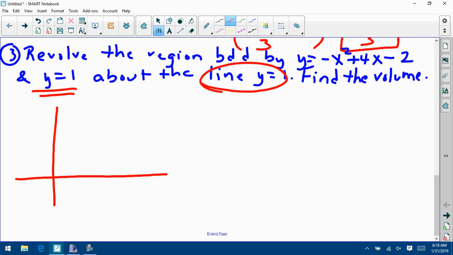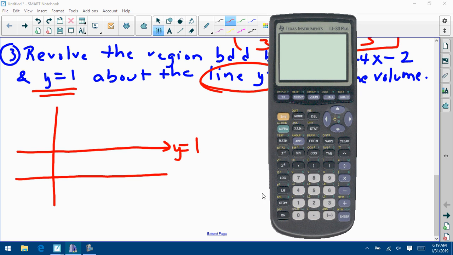So I know what y equals 1 looks like. That's this. And that's also our axis of rotation now. Okay, so let's see what this graph looks like. I'm going to plug in, even though I know what y equals 1 looks like, I'm just going to put that in so I have a reference point. The other graph is negative x squared plus 4x minus 2. And let's zoom standard that. There's y equals 1. There's my graph.